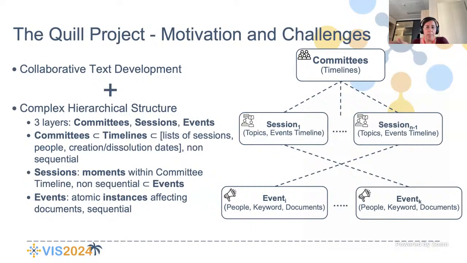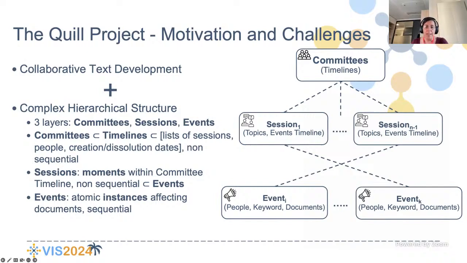In the context of the Quill dataset in particular, it is possible to formalize conventions through a hierarchy which is characterized by three main levels. At the highest level, we have committees, that is groups of people which conduct multiple meetings, and in each meeting decisions are made related to one or more documents. The second layer is represented by committee meetings, which are called sessions, and each session has its own list of topics and timelines of events. Events represent the final and lowest layer.